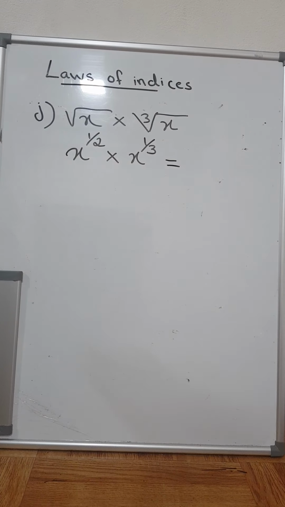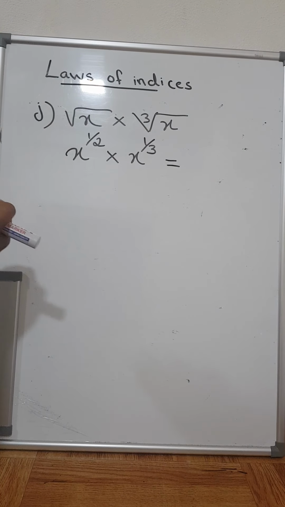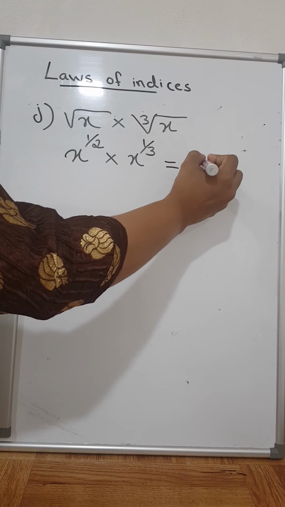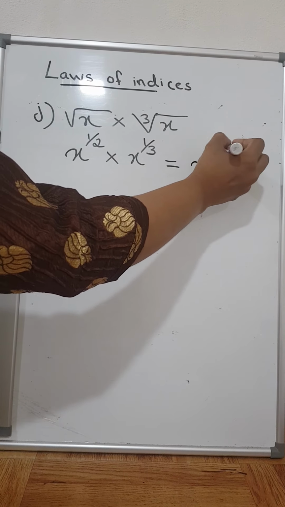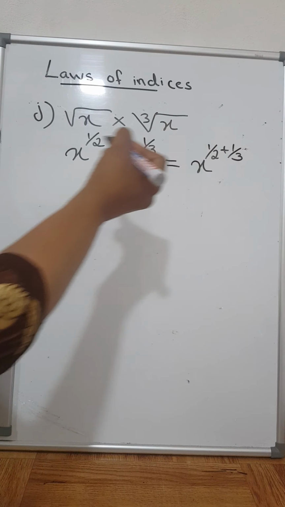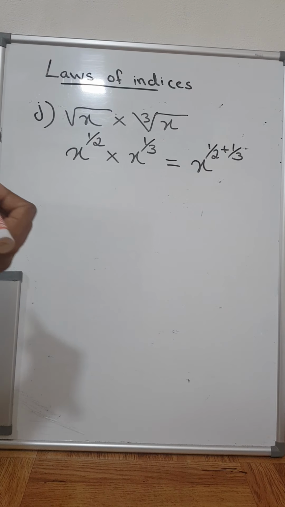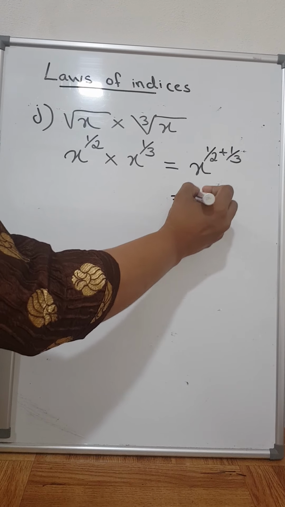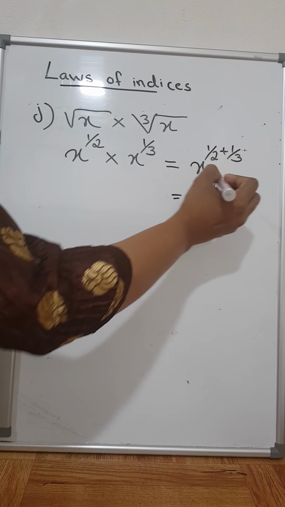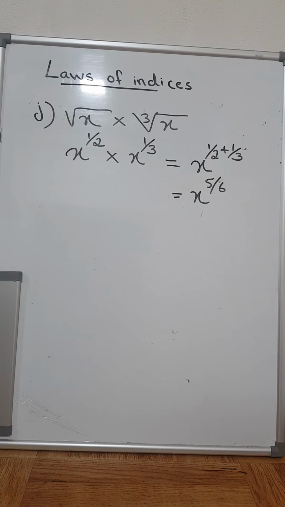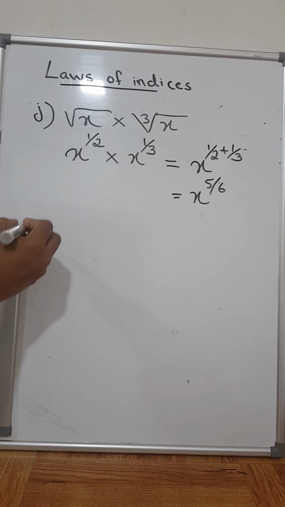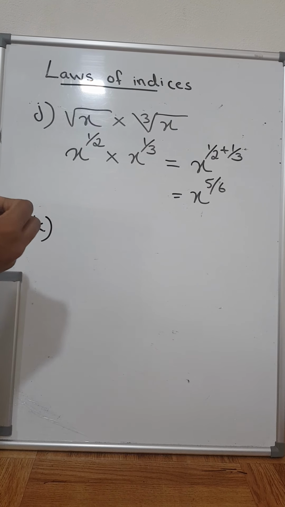So now what can we do? Now we can use the multiplication law since the bases are the same. Retain the base, add the powers. x to the power half plus 1 by 3. That is x to the power 5 by 6. Very easy, right? Okay, let's check another question. Question number K.